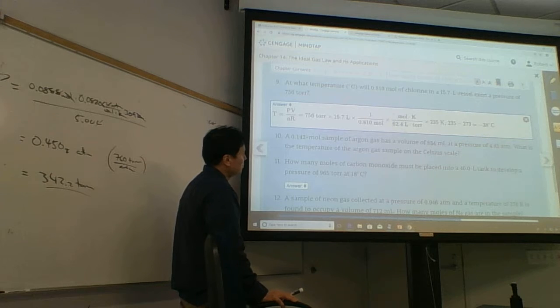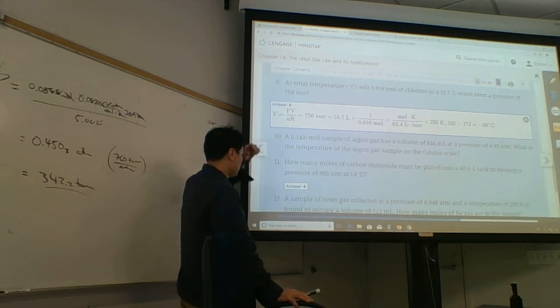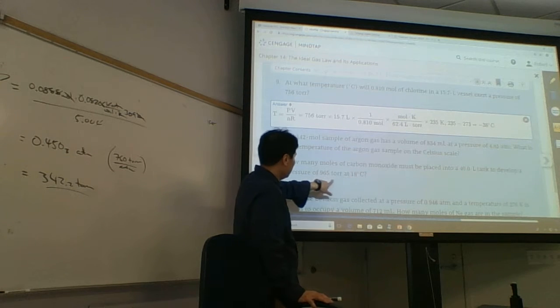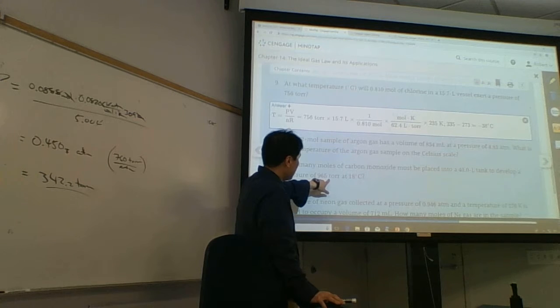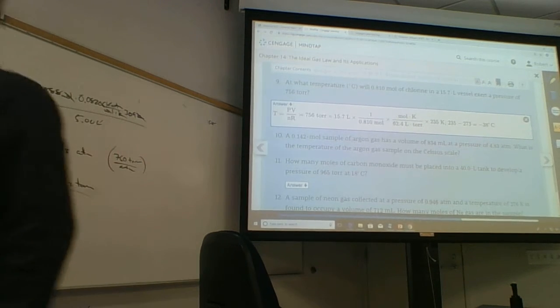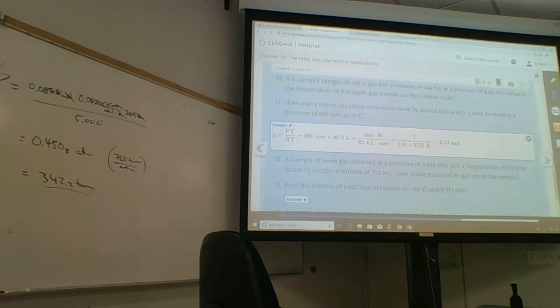Number 11. How many moles of carbon monoxide must be placed into a 40.0 liter tank to develop a pressure of 965 torr at 18 degrees C? The volume's okay. Pressure, I'll change to atmospheres. Temperature, I'll change to Kelvin, and then just solve for n, for moles. n is equal to PV over RT, 2.13 moles.